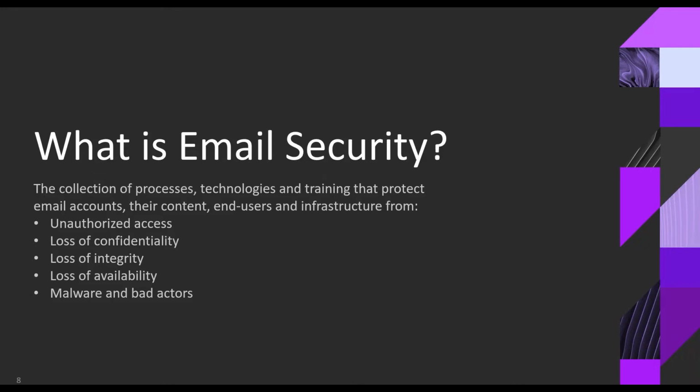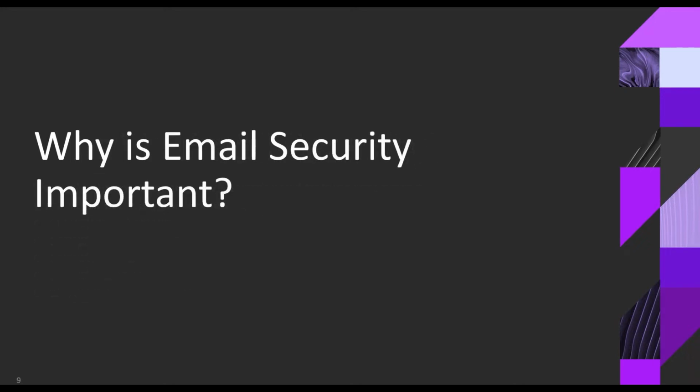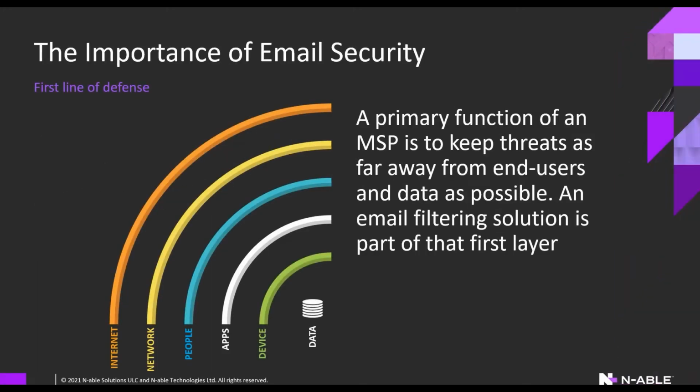Right into the first part: why is email security important? It is your first line of defense in most situations. A primary function of an MSP is to keep threats as far away from end users and data as possible, and an email filtering solution is probably going to be part of that first layer of defense. It's going to sit out there on the perimeter, and its job is to prevent as much as it can from getting into your internal environments.